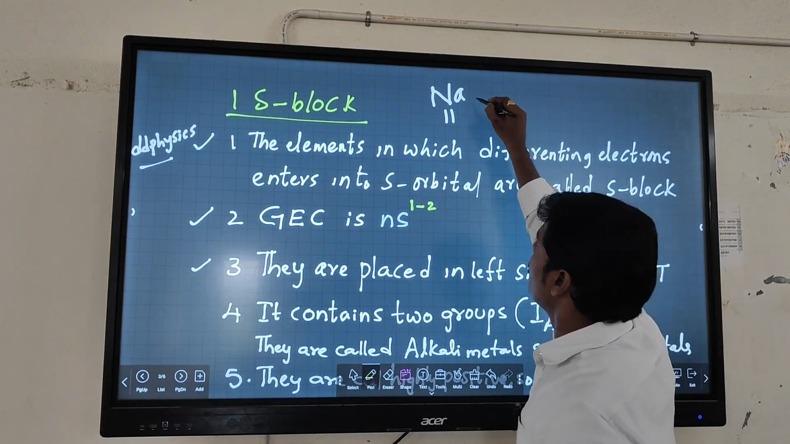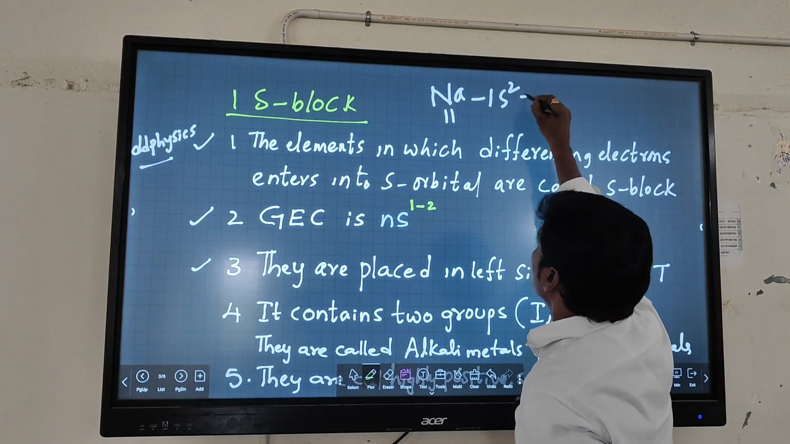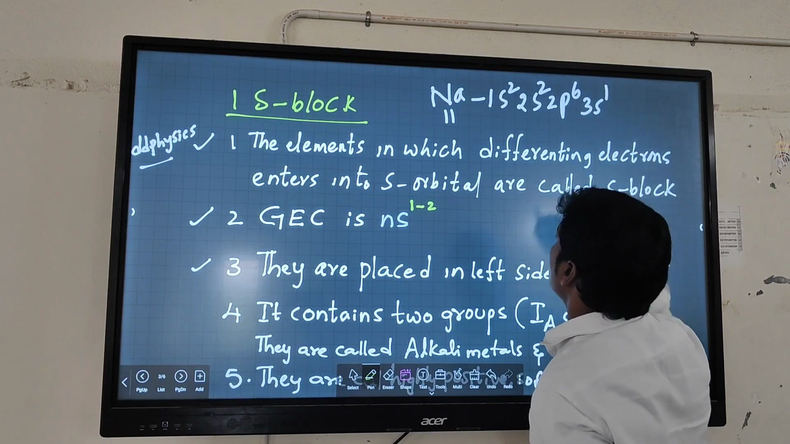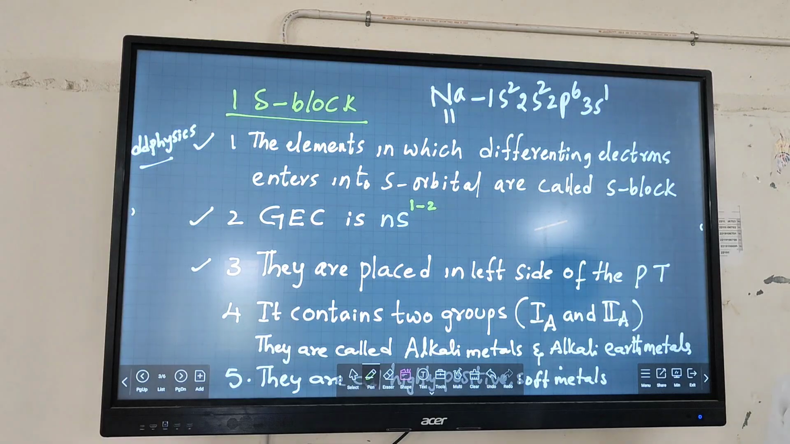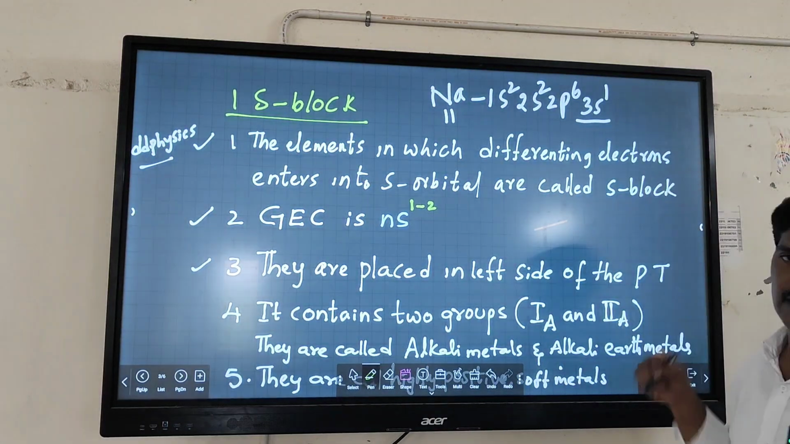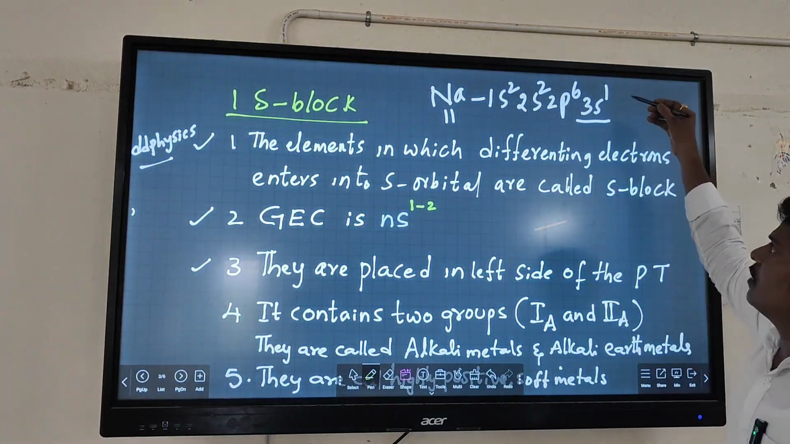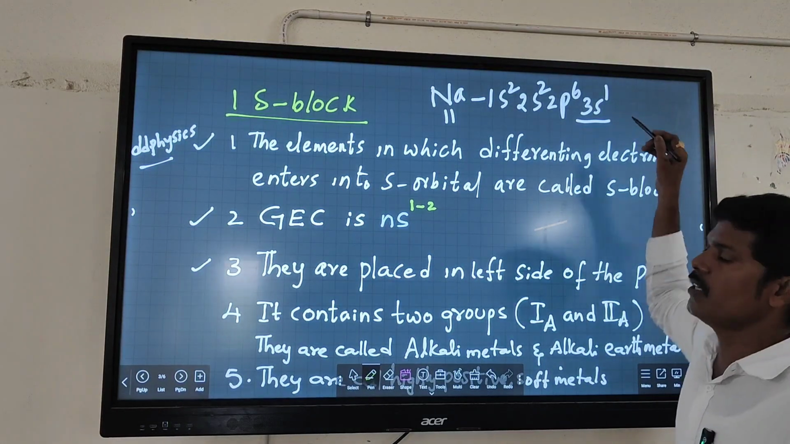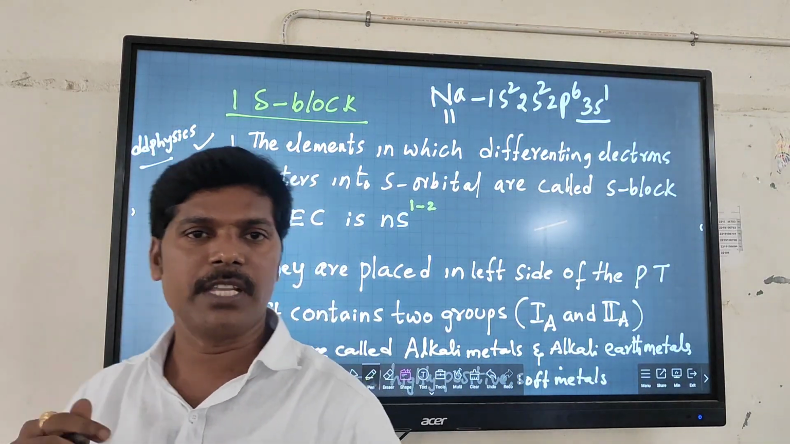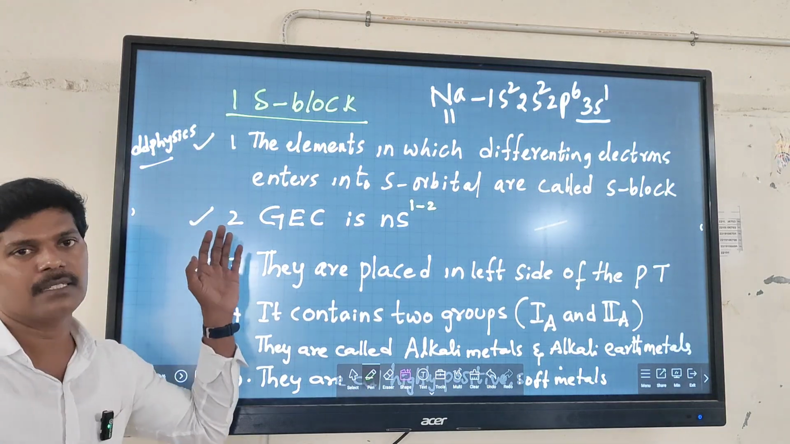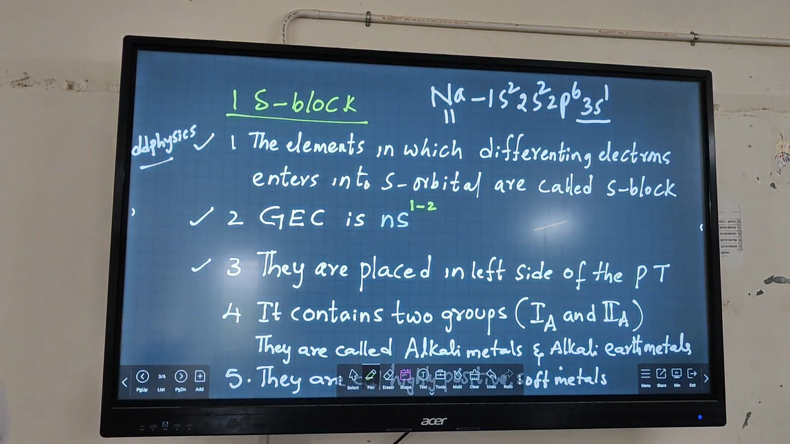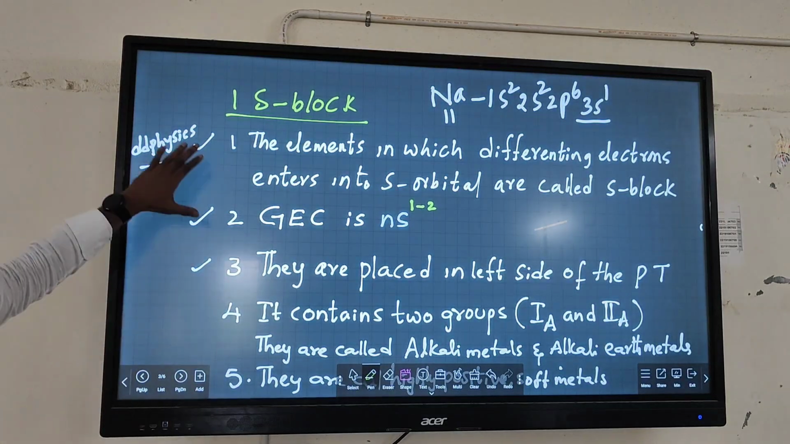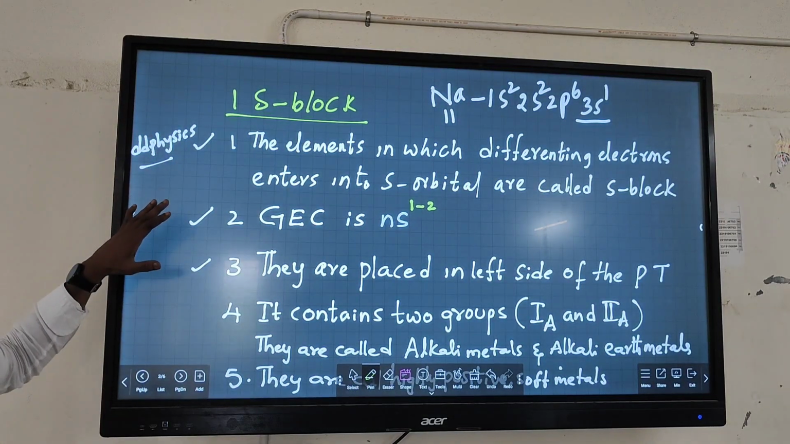Sodium atomic number is 11, so the electronic configuration is 1s2, 2s2, 2p6 and 3s1. The outermost electronic configuration is 3s1, and the last electron, which we call the differentiating electron or valence electron, is entering into the s subshell. Therefore, sodium belongs to S block. Similarly, the remaining elements in the first and second groups belong to S block. So we need to write these 5 points for any block.